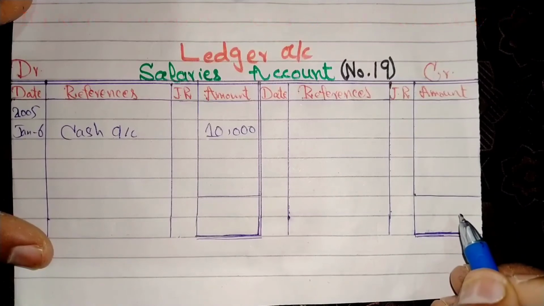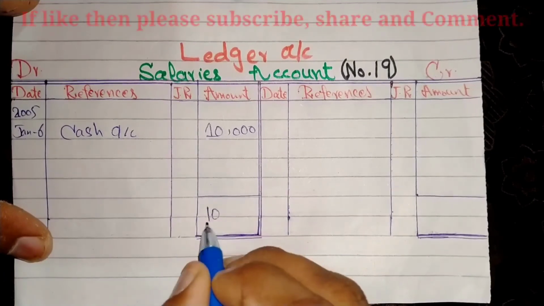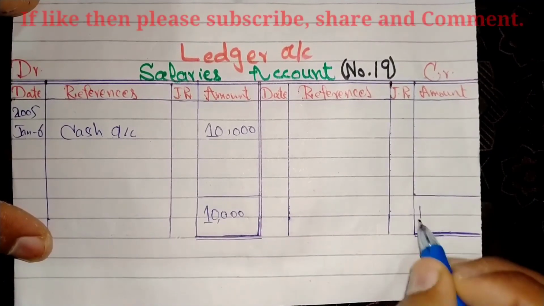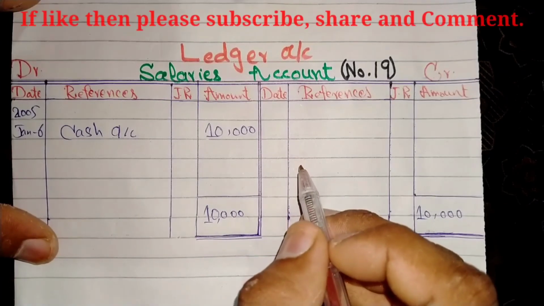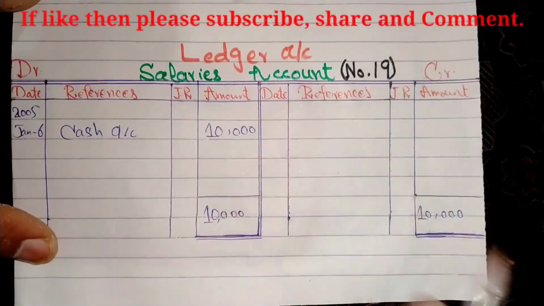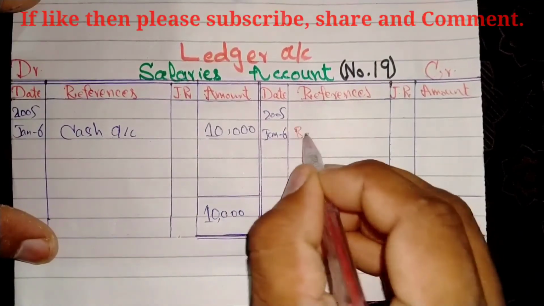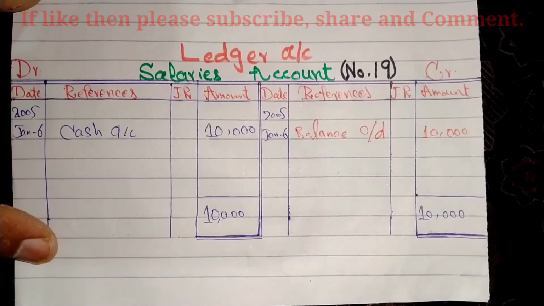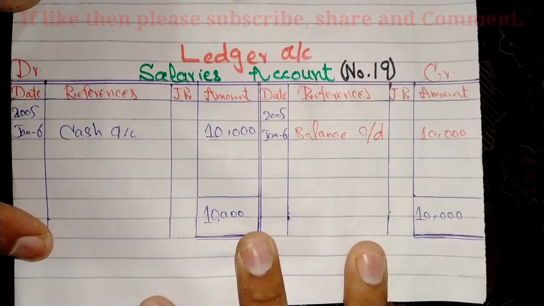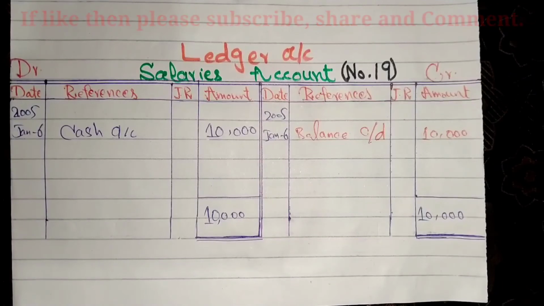The next step is to balance the salaries ledger account in this way: 10,000 rupees, 10,000 rupees. Now we will balance with the help of the carry forward balance on both sides. 2005 Jan 6th, balance carry forward 10,000 rupees. All the accounts have been completed here. This is the last account of the journal entries. So now we will write the balances of these ledger accounts in this way.